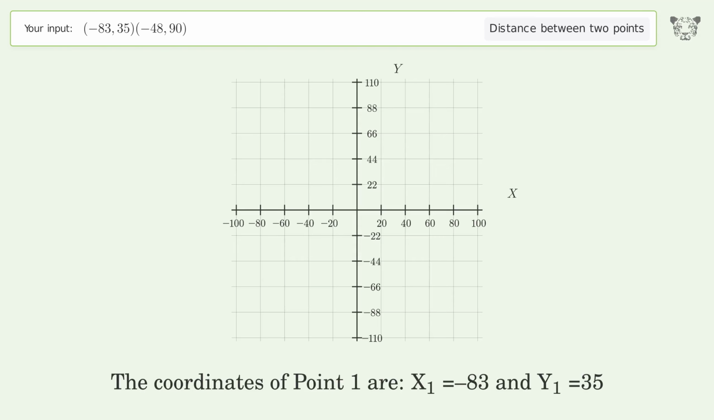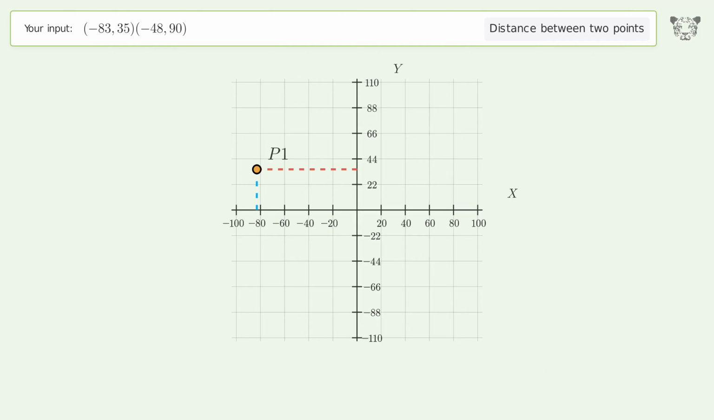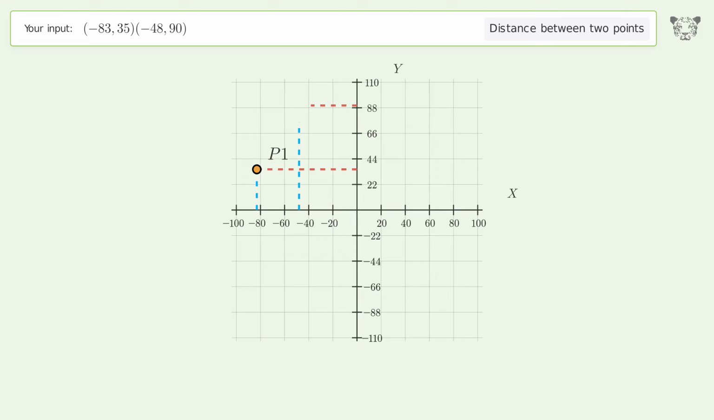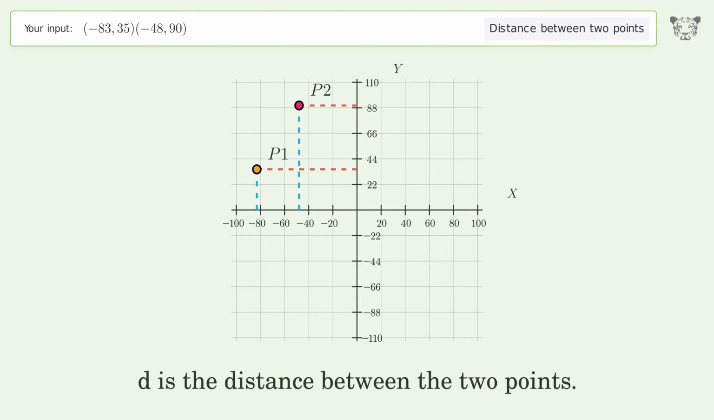The coordinates of point 1 are x1 equals -83 and y1 equals 35. The coordinates of point 2 are x2 equals -48 and y2 equals 90. D is the distance between the 2 points.